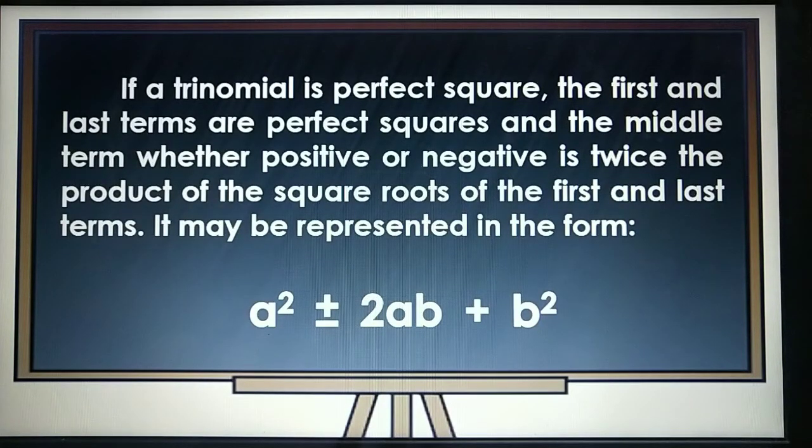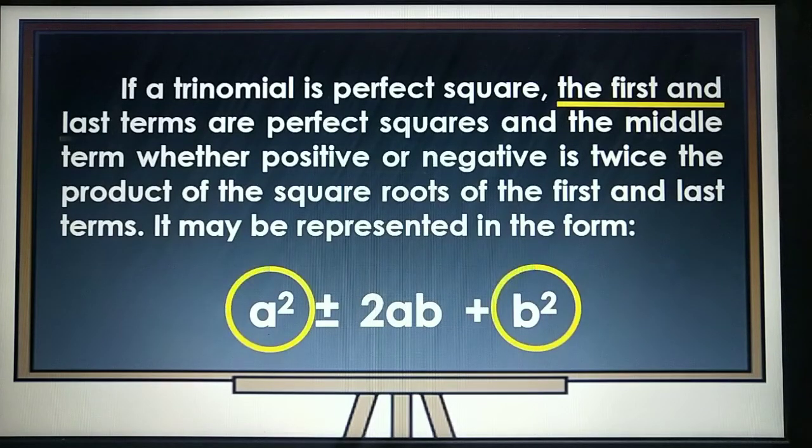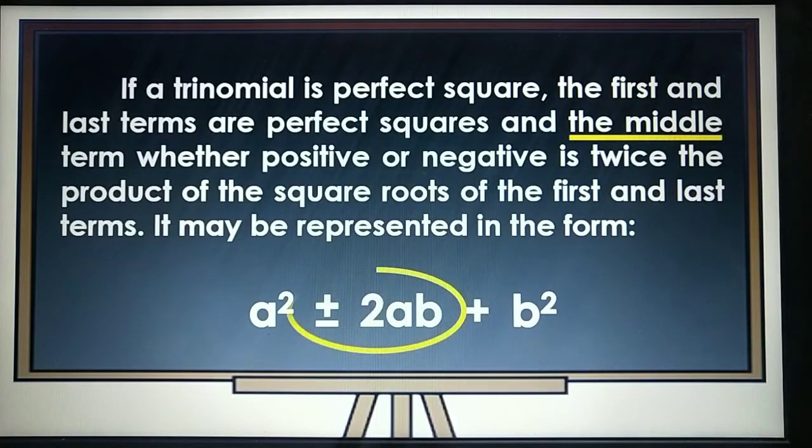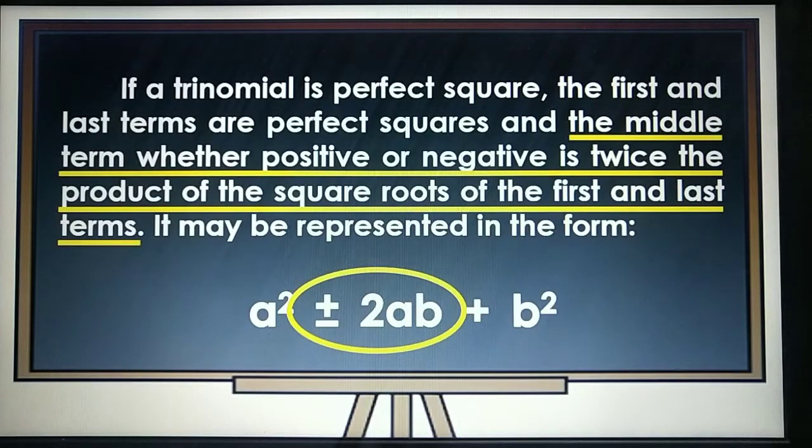Let's take it slowly. If a trinomial is a perfect square, the first and last terms are perfect squares, meaning to say that the first and last term of the trinomial must have square roots. Get it? And the middle term, whether positive or negative, is twice the product of the square roots of the first and last terms. Meaning to say, after taking the square root of the first term and the square root of the last term, multiply the two square roots and multiply it again by 2, and if it is the same as the middle term, then you can say that the trinomial is a perfect square trinomial.